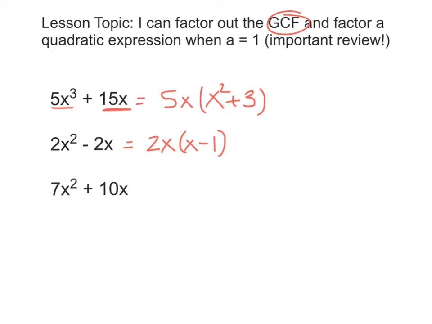Alright, and the third one here, 7x squared plus 10x. Notice that 7 and 10 do not have a common factor. All we can factor out here is an x. So that's just a really quick review of factoring out a GCF. And we'll go on next slide to what happens when you have a quadratic expression when a equals 1.